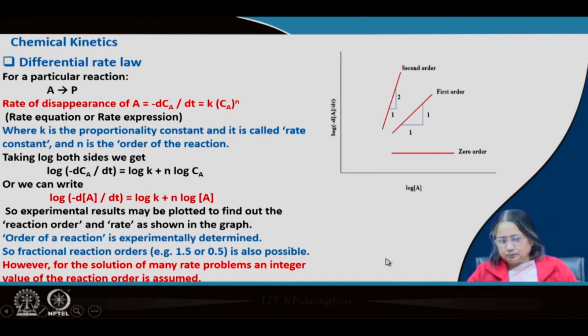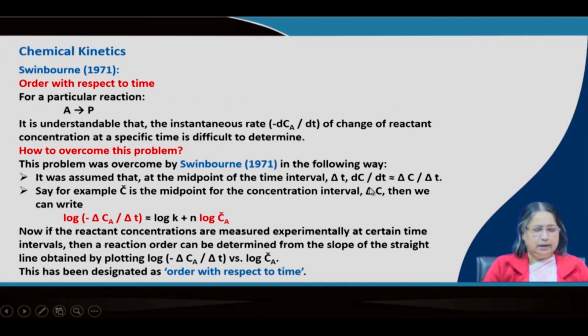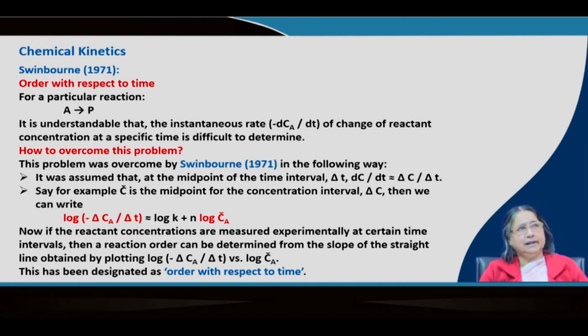Now, it is understandable from the concept of instantaneous rate, this is the -dC/dt. Here you know that it is the slope at a particular point, and the time difference is very small. So, to determine the instantaneous rate, you understand from your common sense that it is difficult.